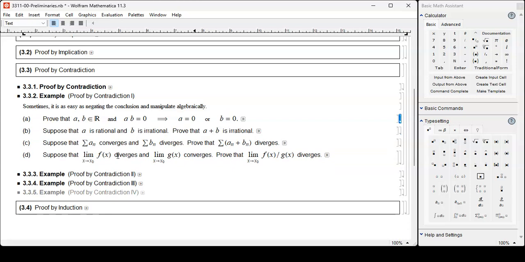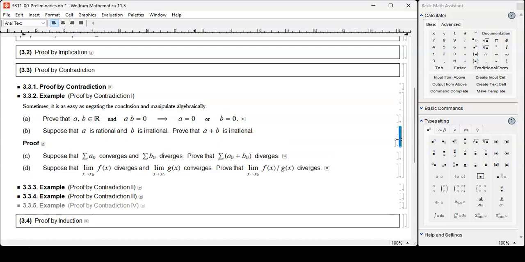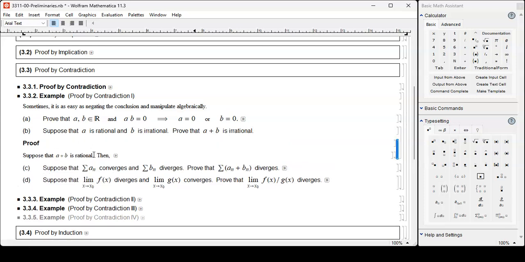How about this? If A is rational and B is irrational, then A plus B is irrational. If both are rational, then the sum is rational, we know that. If one is rational and the other is irrational, then the sum is irrational. How do you prove it? Again, let's use proof by contradiction. Let's assume A plus B is rational. Then what can we do?